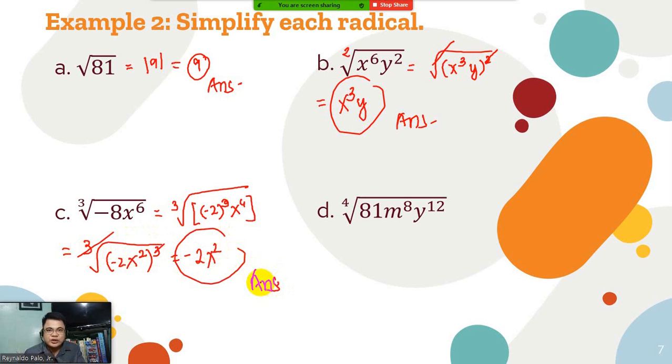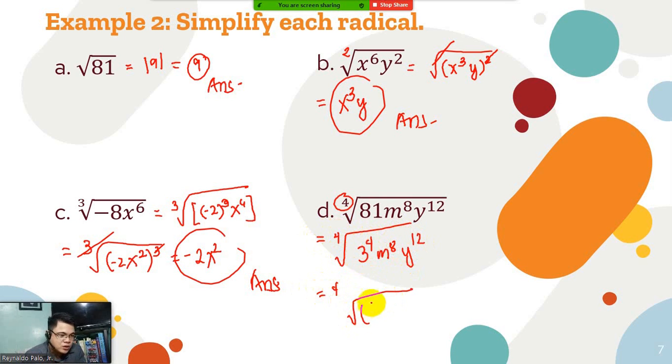Okay, so letter D, we have 4th root of 81m raised to the power of 8, y raised to the power of 12. So we are going to do what we did with B and C. So the index is 4. Let's check first if 81 is a perfect 4th power. The 4th root of 81, if you use your calculator, is 3. It means that if we have 3 raised to the 4th power, we will be getting 81. So first thing is we will write 81 in exponential form: 3 raised to the 4th power, m raised to the 8th power, y raised to the 12th power. Get the common factor of 4, 8, and 12, which is 4. So we now have 4 divided by 4 is 1. So 1 will become the exponent of 3.